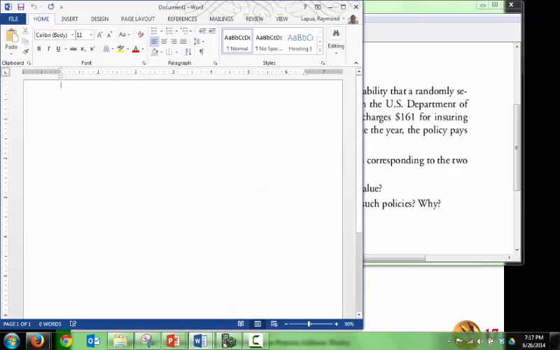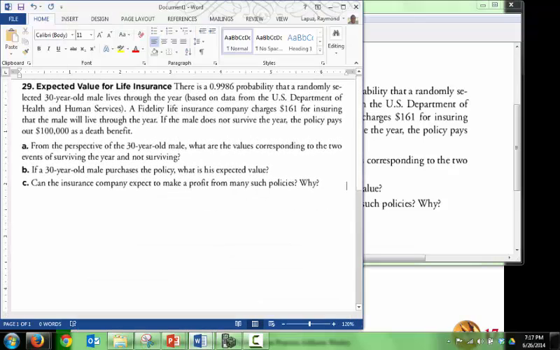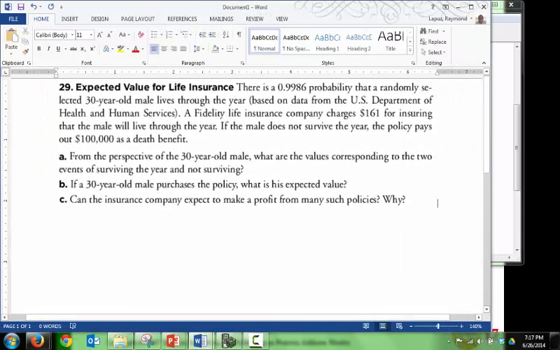All right, so I got this from your book. It says that there's a 99.86% probability that a randomly selected 30-year-old male lives through the year based on some data. A life insurance company charges $161 for insuring the male to live through that whole year. If the male does not survive, then the policy pays $100,000 as a death benefit to the beneficiary. Sounds a little grim, but this is the job of an actuary. Have you heard of actuaries? An insurance company hires mathematicians, and these actuaries figure out probabilities and things like that. And then they figure out rates to charge people that would make sure that the company doesn't lose money.